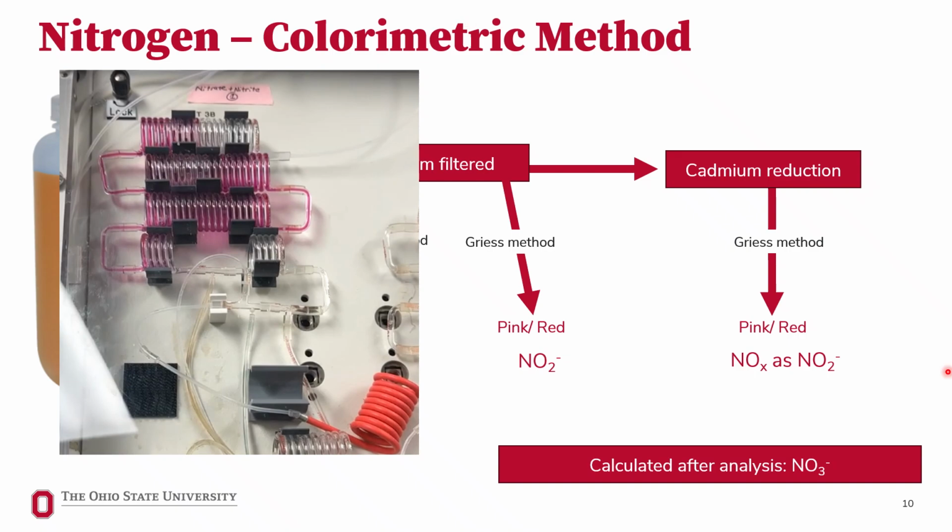The absorbance is read on the spectrophotometer to understand how much nitrite, both originally present and converted from nitrate, is in the sample. After analysis is complete, we can mathematically calculate the nitrate present in the sample by subtracting the nitrites from the nitrates and nitrites after it was run through the cadmium coil.